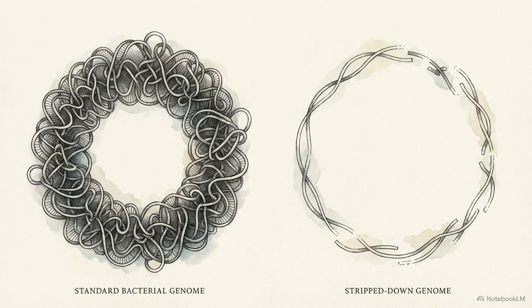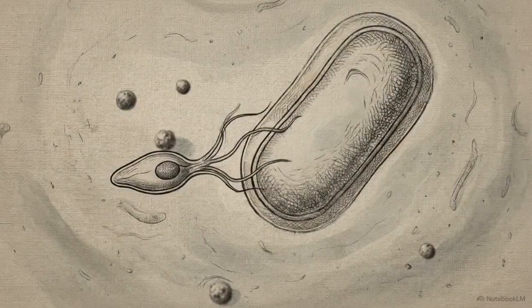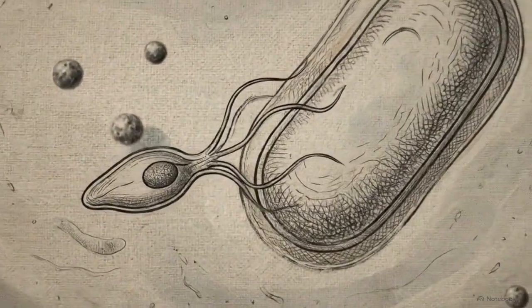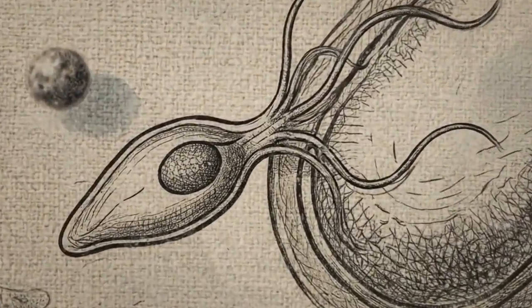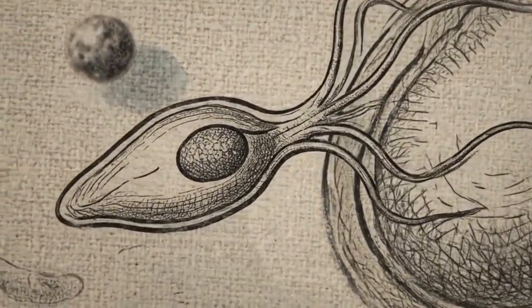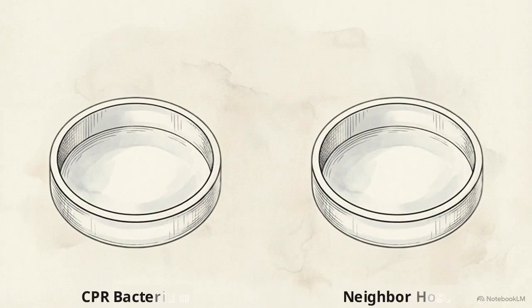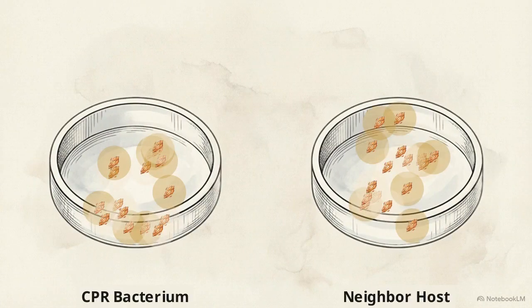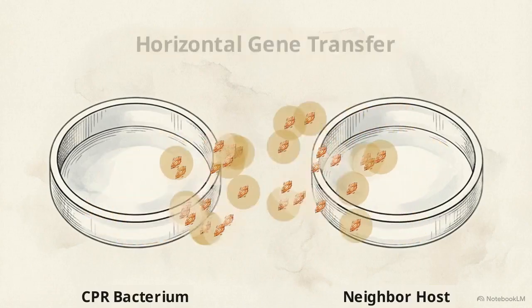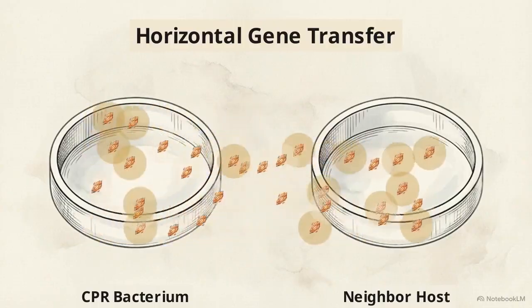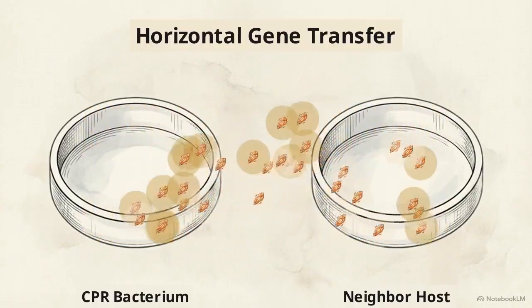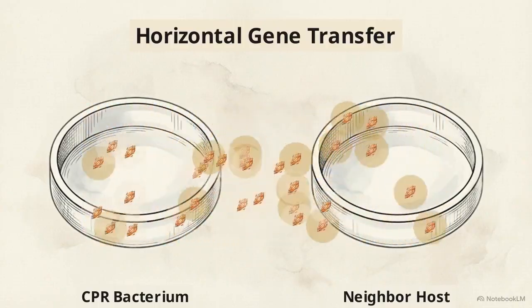These unique organisms feature ultra-small, stripped-down genomes. They lack the genetic pathways required to synthesize their own amino acids or lipids. To survive, they must physically latch onto larger host bacteria. Because they cannot sustain themselves independently, CPR bacteria rely on horizontal gene transfer. Instead of passing DNA vertically from parent to offspring, they constantly steal and swap genetic material horizontally with their neighbors.